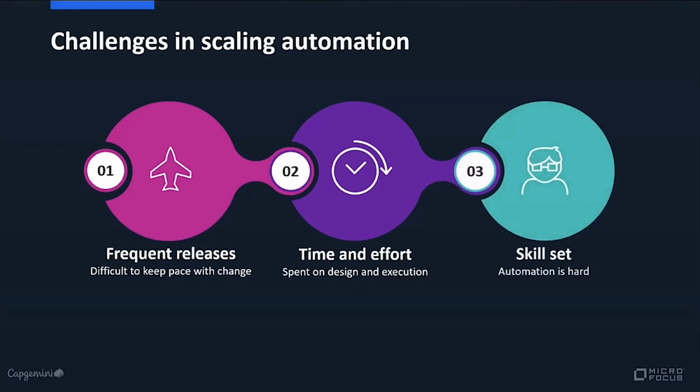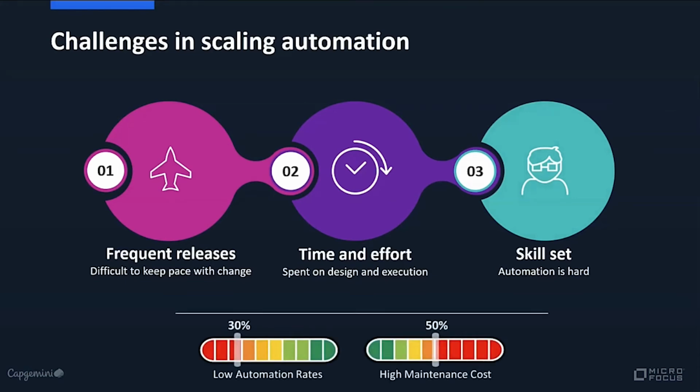And the third biggest challenge is skill set, because automation is hard. However much you emphasize automation for successful DevOps, still only a minority of the teams have this skill set, and the majority of the teams are not in a position to contribute to scaling the automation. So the impact of these challenges is that we are seeing low automation rates, which is 30% and declining, and also high maintenance cost, which is 50% and increasing. I think with these numbers, to cater to the increasing business demands when it comes to frequent releases and keeping up with those changes, it's very, very difficult.